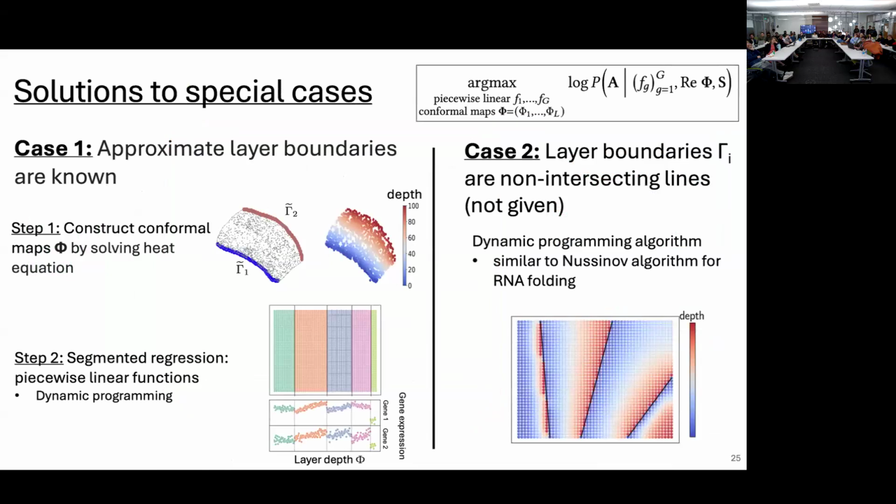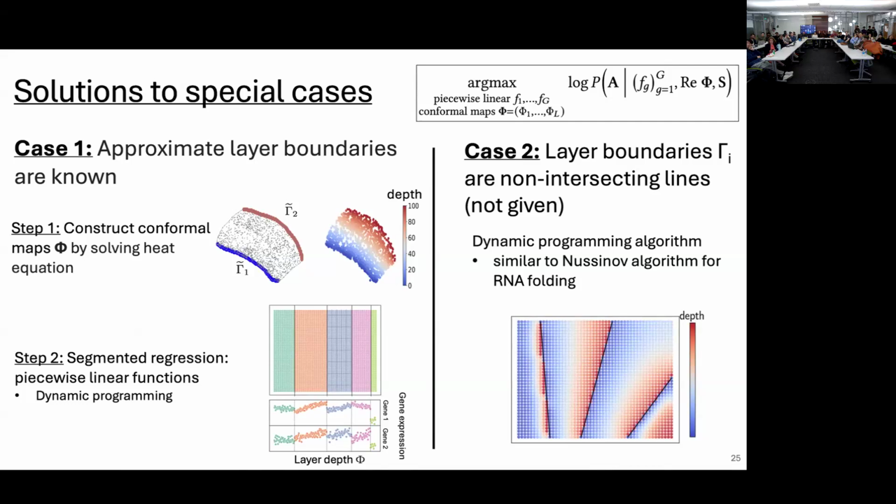And so one of the special cases is if you have some measure of approximate layer boundaries, then what you can do is for every pair of these approximate boundaries, you can construct this conformal map by solving the heat equation. And this gives you this one coordinate. And then to find these piecewise linear functions, once you have this 1D coordinate, there's a dynamic programming algorithm for finding piecewise linear functions that best fit your data, which is something called segmented regression.